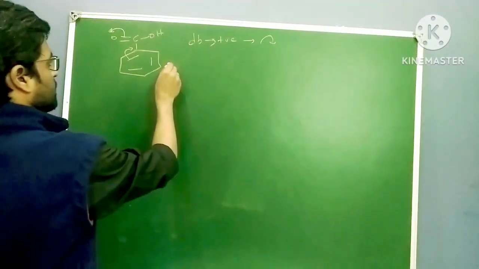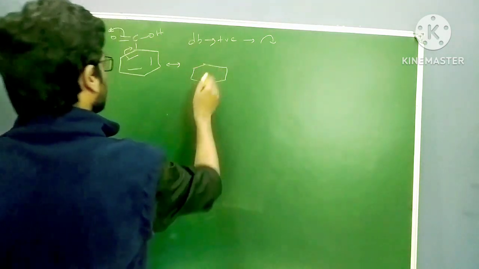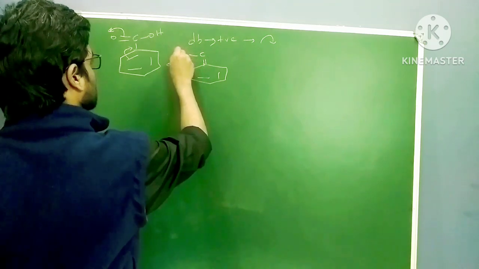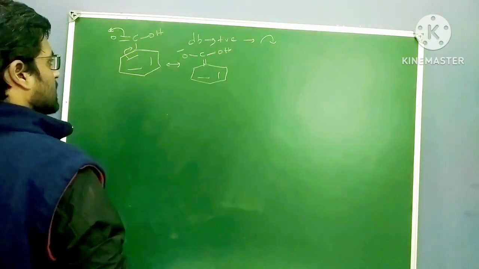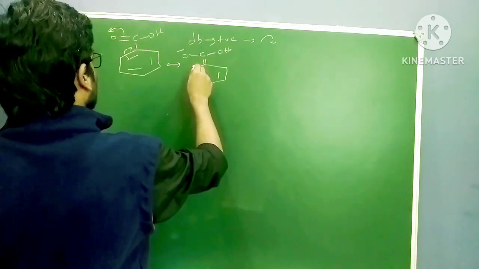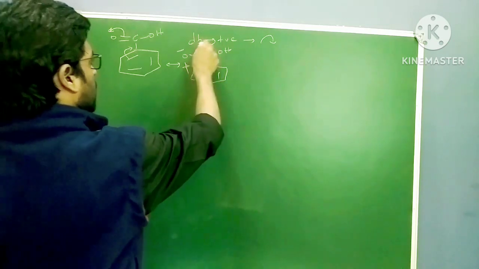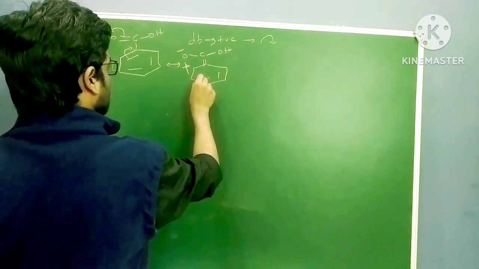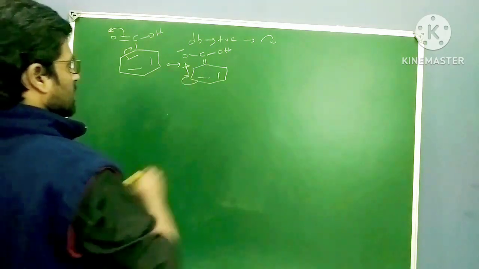So first structure: here double bond, O minus, OH. Okay, so this is the first structure. Now after moving this, here positive. So double bond to positive, clockwise. Next structure is like this, clockwise, right, clockwise.